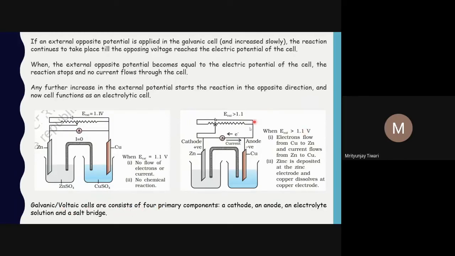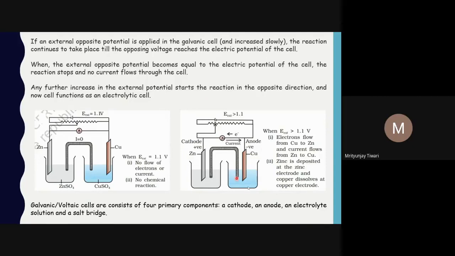This opposite process is called the electrolytic cell. If the opposite reaction is happening, this is what we see in an electrolytic cell. Any further increase in the external potential starts the reaction in the opposite direction. So the opposite direction reaction will happen. Earlier zinc was producing zinc 2 plus and electrons, and copper was depositing.